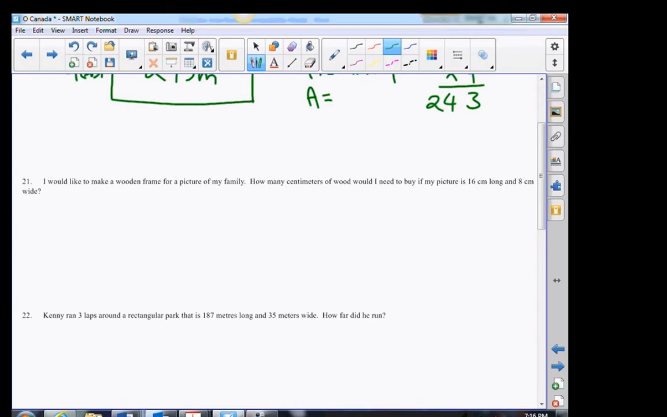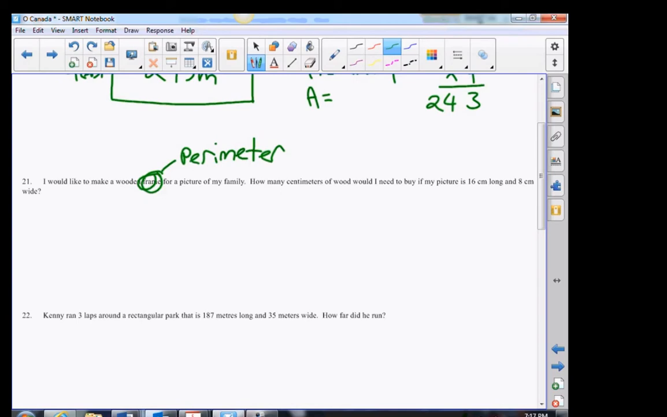How many centimeters? So I would probably circle centimeters because it's telling me the measurement that we're going to be dealing with. And frame. Frame is on the outside. So as soon as I hear a word like frame, I'm thinking this is a perimeter question. How many centimeters of wood would I need to buy if my picture is 6 centimeters long and 8 centimeters wide? Okay, so I have the dimensions of my picture.